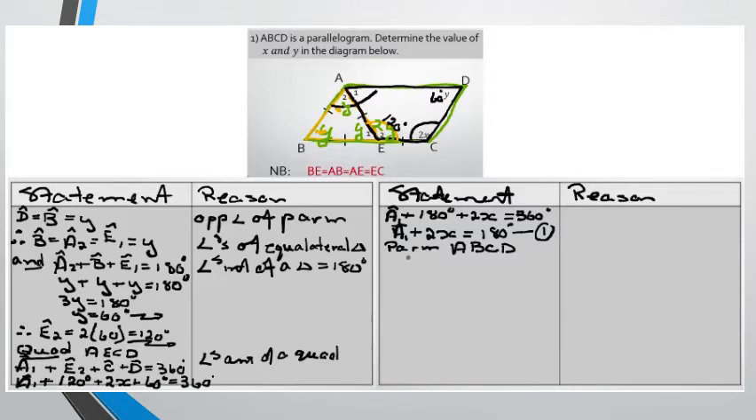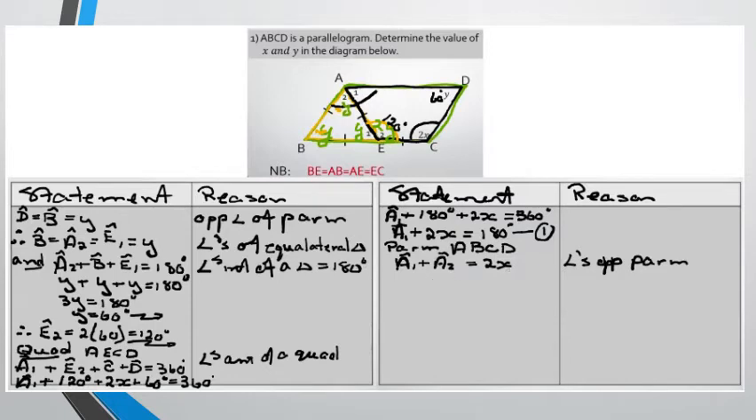So I'm going to make that statement by saying angle A1 plus angle A2 must be equal to the value of 2x. And my reason for that, of course, again is opposite angles of a parallelogram.